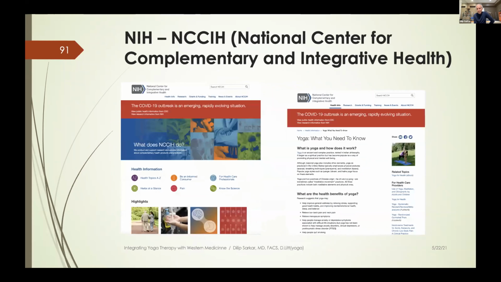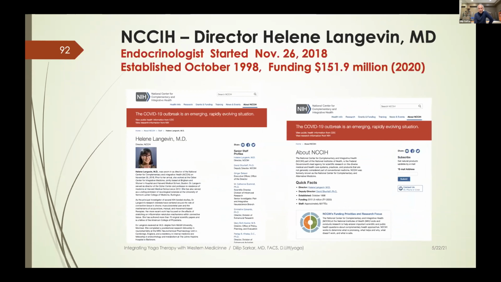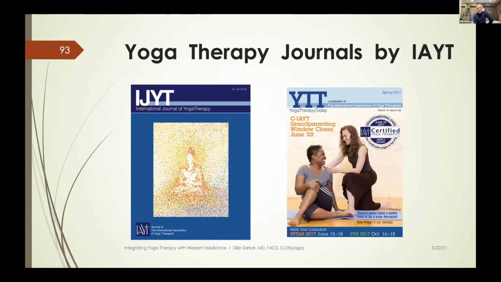NIH has the NCCIH, the National Center for Complementary and Integrative Health. It used to be called NCCAM, and it has a whole section on yoga therapy. The director obviously is a physician, and we'll discuss more about how they're helping and supporting our yoga therapy and our conferences, like the International Association of Yoga Therapists.